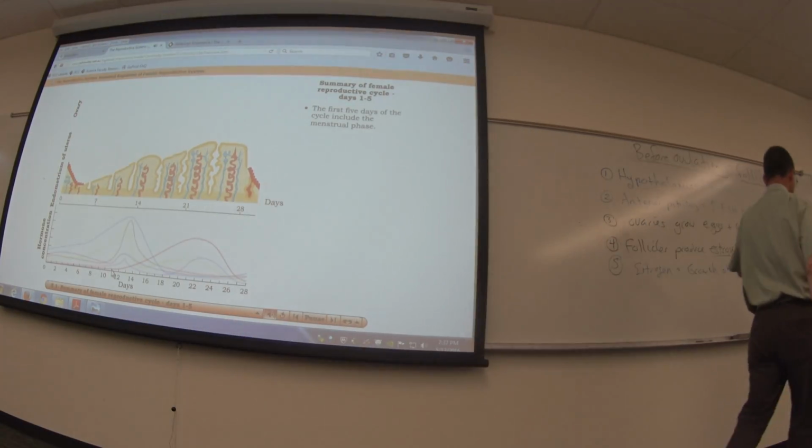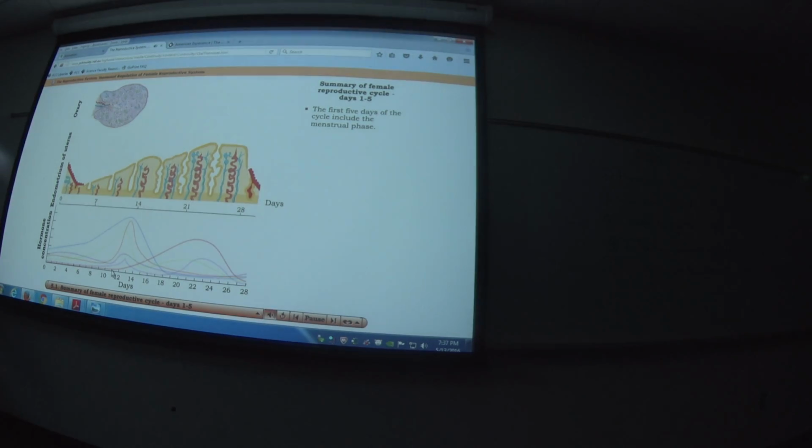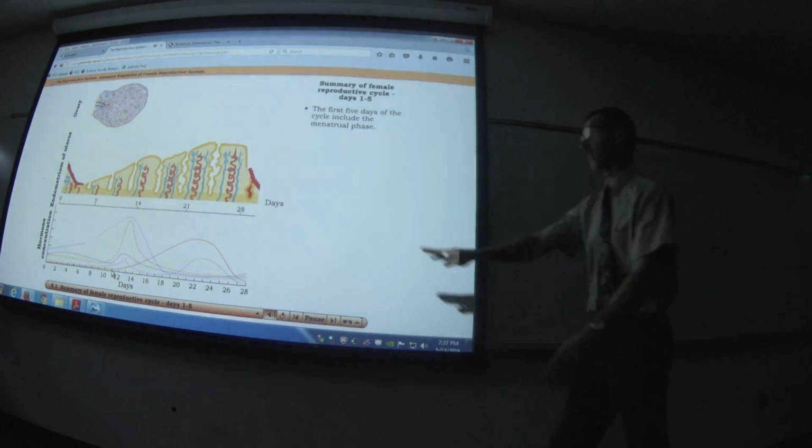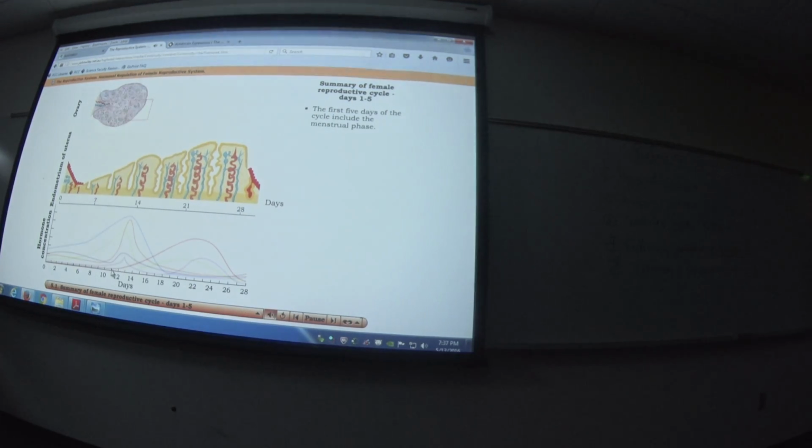Days 1 through 5 of the monthly cycle are the menstrual phase, which you could put at the end if you felt like. I don't really mind that.